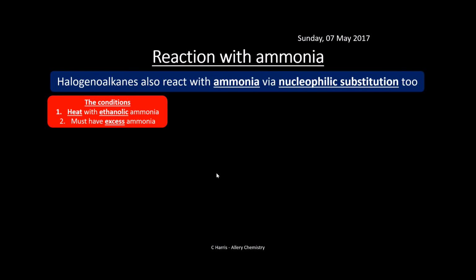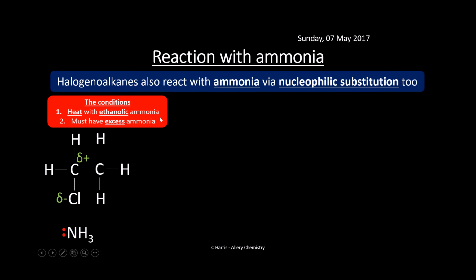Okay, right. Another one, this one's a little bit tricky. There's a little bit extra stuff in here, so you have to watch out for this one. Halogenoalkanes, on top of hydroxide ions and cyanides, they also react with ammonia via nucleophilic substitution. So it's a very similar start actually. This time though, we're going to heat it with ethanolic ammonia, and we must have an excess of ammonia. I'll tell you why in a minute. When we see the mechanism, it's really important to have an excess.